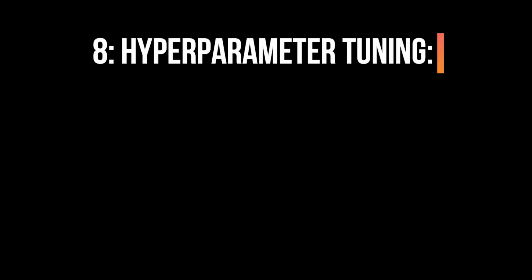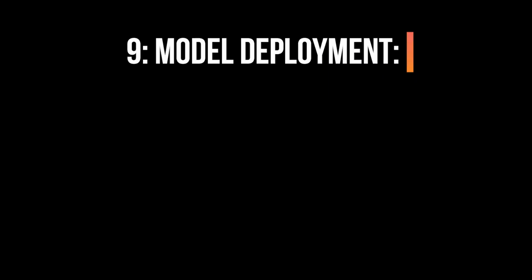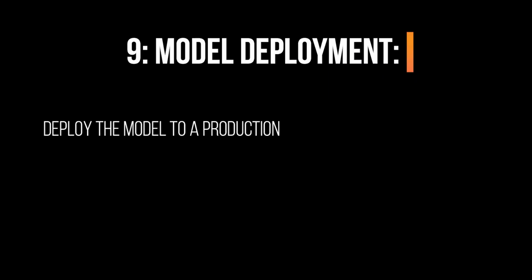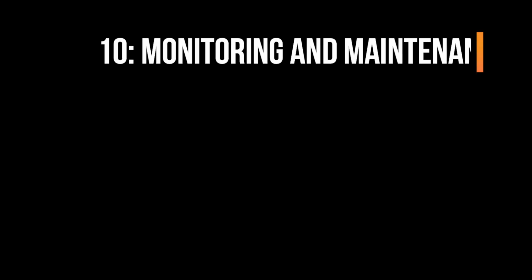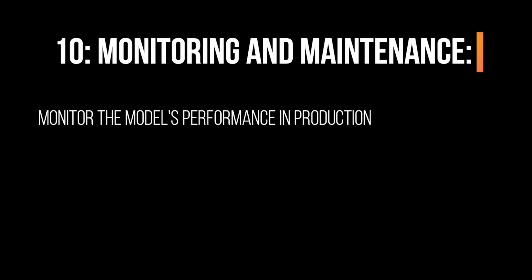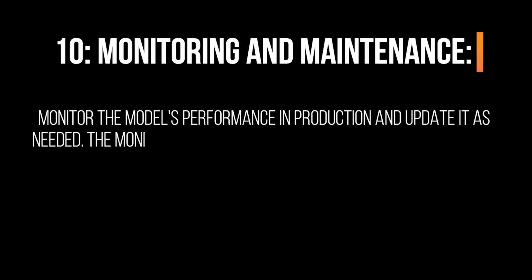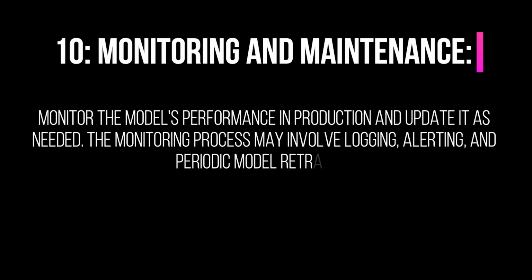8. Hyperparameter tuning. Fine-tune the model's hyperparameters to optimize its performance. 9. Model deployment. Deploy the model to a production environment where it can be used to solve the problem. 10. Monitoring and maintenance. Monitor the model's performance in production and update it as needed. The monitoring process may involve logging, alerting, and periodic model retraining.